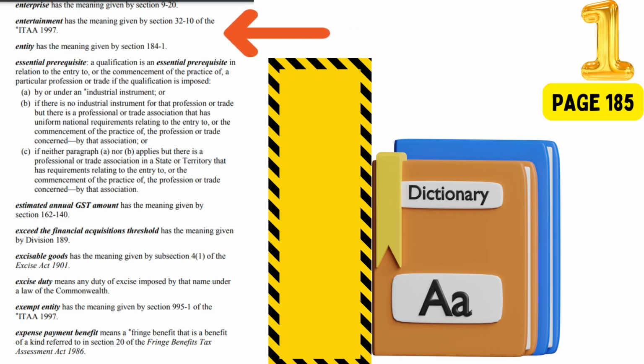1. Enterprise. 2. Entertainment. 3. Entity. 4. Essential prerequisite. 5. Estimated annual GST amount. 6. Exceed the financial acquisitions threshold. 7. Excisable goods. 8. Excise duty. 9. Exempt entity. 10. Expense payment benefit.